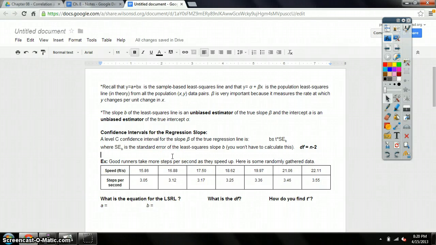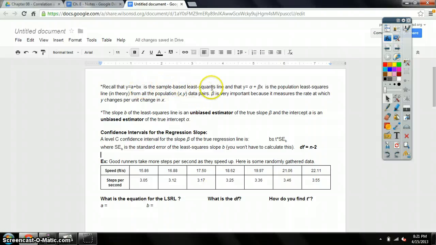So section 3 talks about correlation. Specifically, we're talking about finding confidence intervals for slopes. So we're going to start out here. Just recall that y equals a plus bx is the sample based least squares line that we're talking about. So when we're finding the line of best fit, this is the equation that we're looking to find it with.